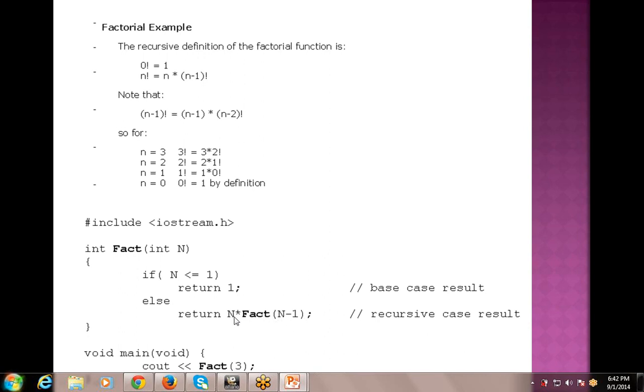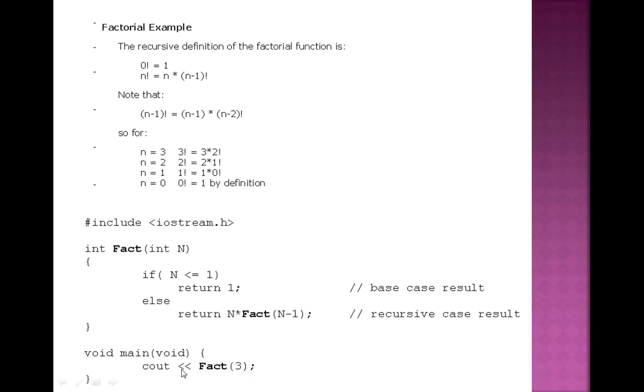Same procedure, 5 into 4 factorial, 4 into 3 factorial, 3 into 2 factorial, 2 into 1 factorial, 1 into 0 factorial. This is the recursive case result. This is your base case result. Then void main, cout fact 3. This example uses n equals 3, that is cout, that is print fact 3.